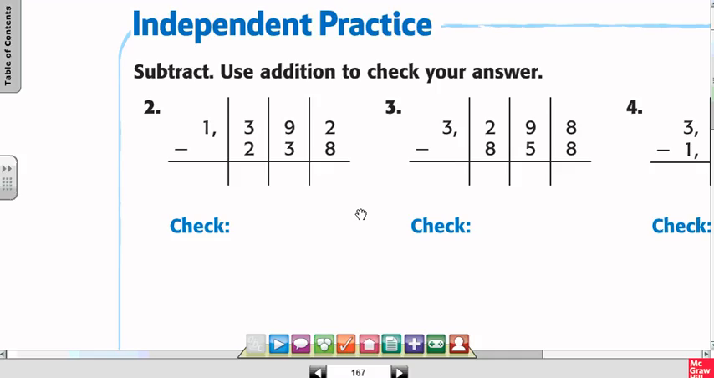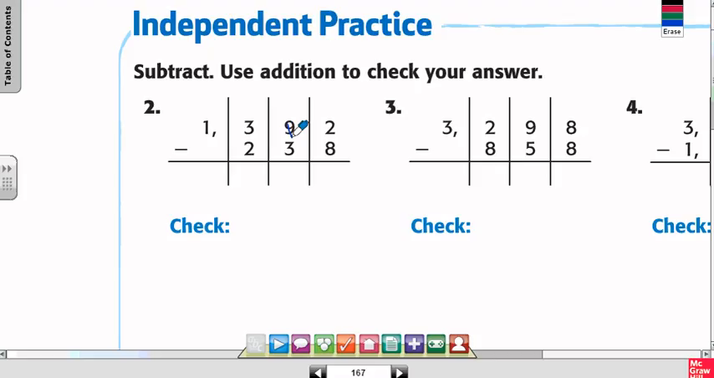All right, let's do number 2 together. Okay. 2 minus 8, can I do that? No. I have to borrow from the 9. That makes it a 6. The one that I borrowed goes next door. Instead of 2, I have 12. Sorry, whoops, my fault. Borrow from the 9. Good.